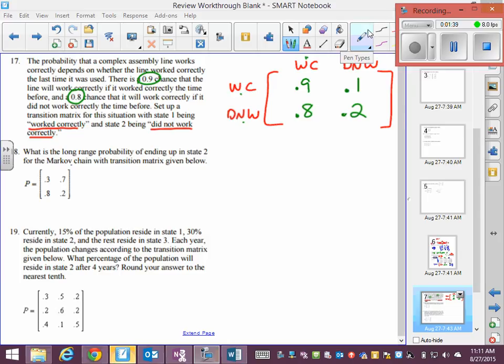18, what's the long-range probability of ending up in state 2? Okay. Long-range probability of ending up in state 2. Well, I like to come up with an equilibrium vector, okay? Equilibrium vector of long-range probabilities. So basically what I'll do is plug this into my calculator, okay? There are other ways of doing it by hand, but I'm trying to do it fast.